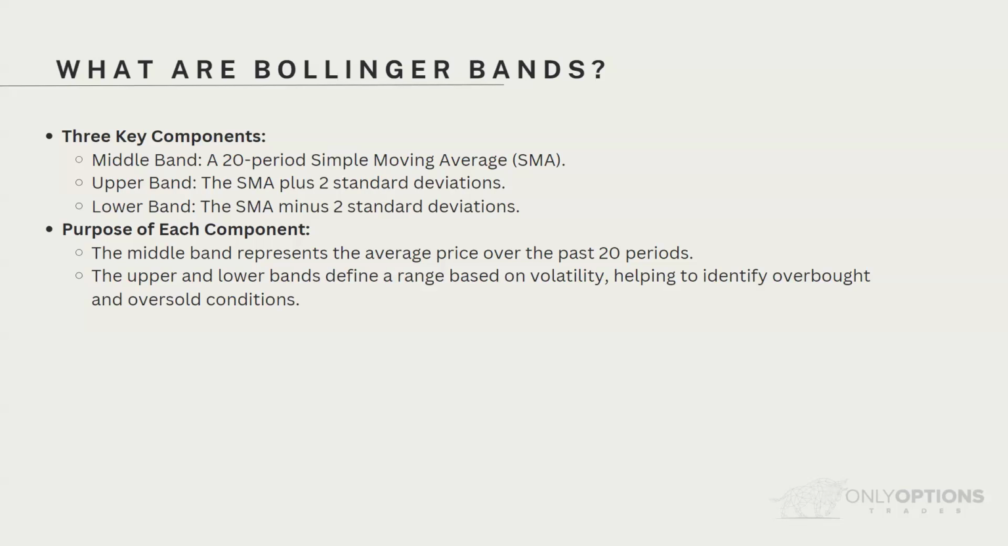So that's very important to know. Why do we use 2 standard deviations? Because statistically, that will cover 95% of probability that the price action is going to fall within that range. So that's a lot. I mean, 95% of probability, that's huge. So that's one of the reasons why it's really nice.